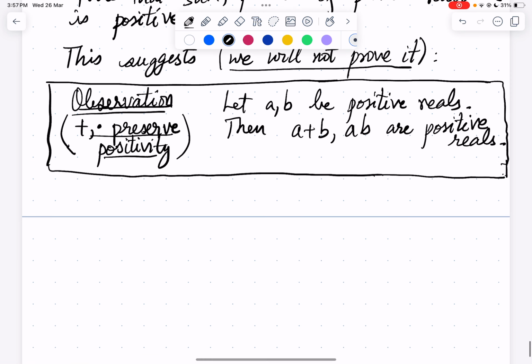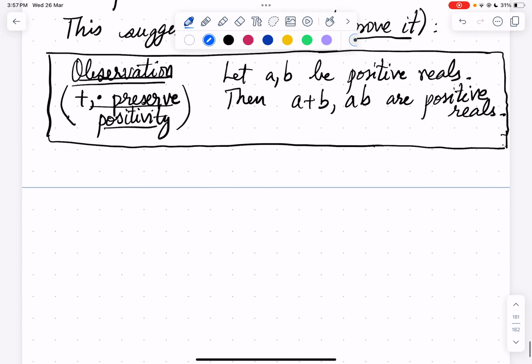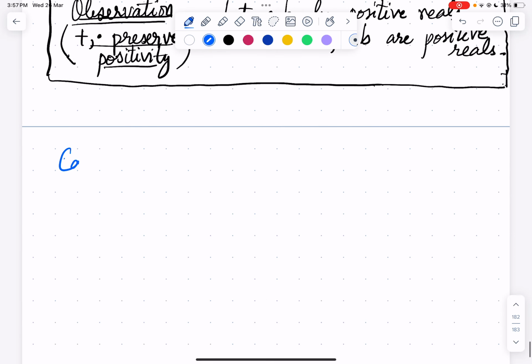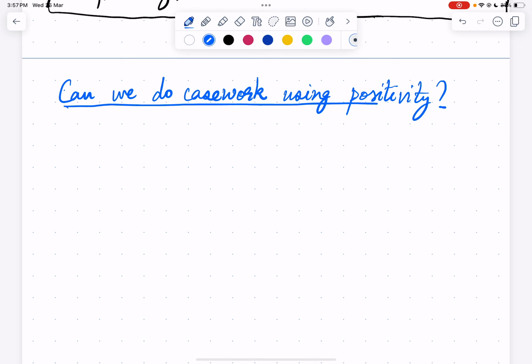So now we can again ask, we are looking for properties of positivity, right? So we can ask another question. Can we do casework using positivity? This is a vague question. Can we do casework using positivity? So this is an observation.